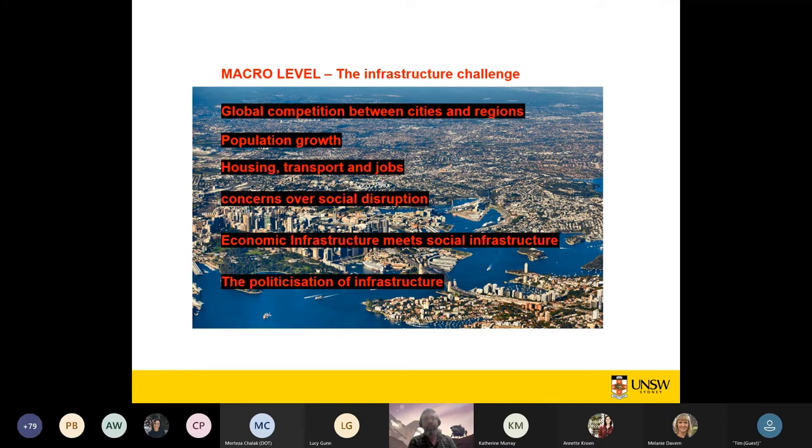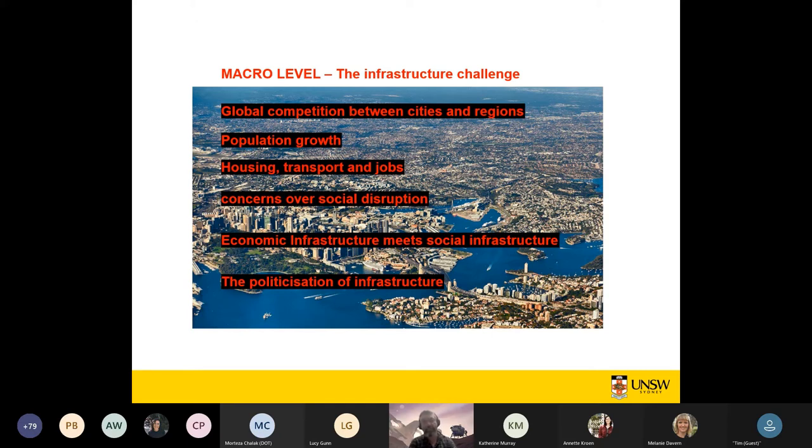So when I started thinking about cities properly, I realized that cities are actually driven by a number of infrastructure challenges. Those of you in infrastructure will be quite familiar with a lot of the stuff I'm going to talk about. Those of you from a health background, probably less so. But when you look at what a city is trying to achieve in terms of infrastructure, the first thing is global competition.